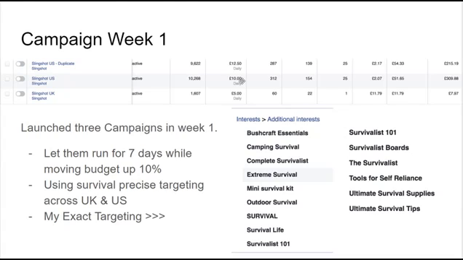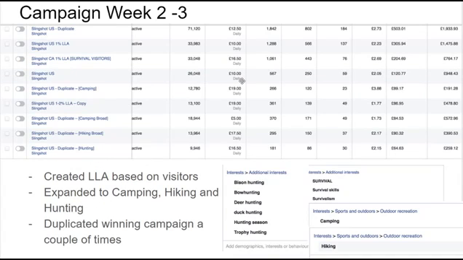diversify our campaigns. So if we go here, this is week 2 and 3, and you can see we've jumped into a lot of different extended niches of survival. So here we've got our camping, hiking, and hunting. And we also have our lookalike audiences that we'd started to create.